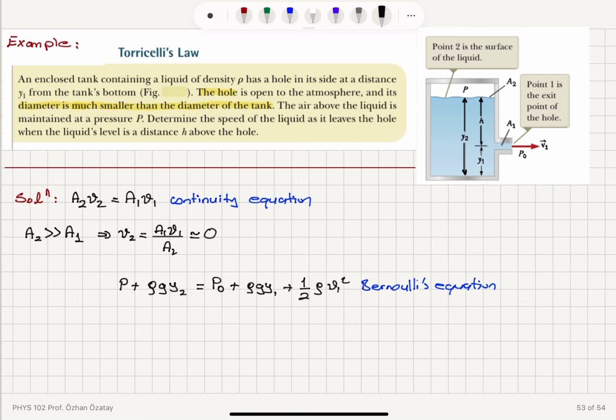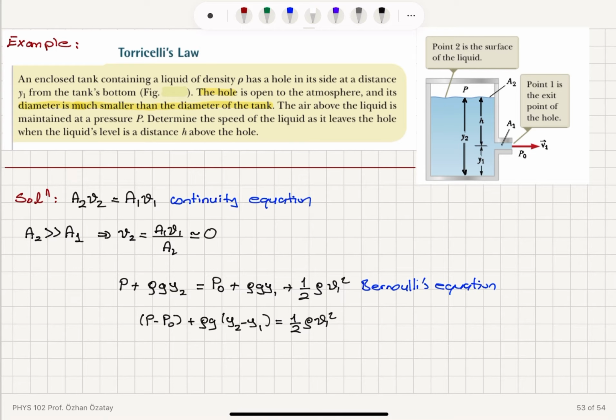All right. So if we take P0 to the left-hand side, P minus P0 plus rho g, now I take the y1 term to the left-hand side, rho g (y2 minus y1) is equal to 1/2 rho V1 squared. So that's basically what I need to get, to determine the speed of the liquid as it leaves the hole.